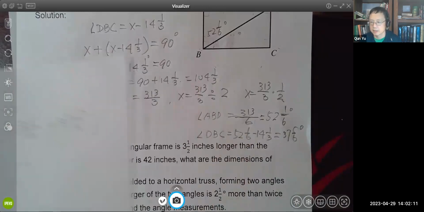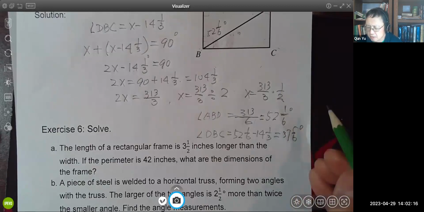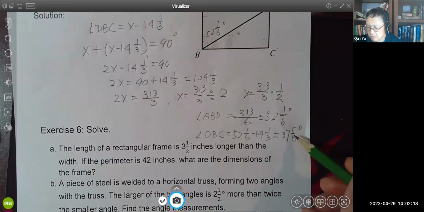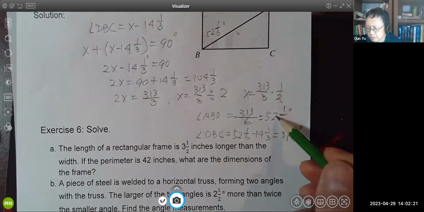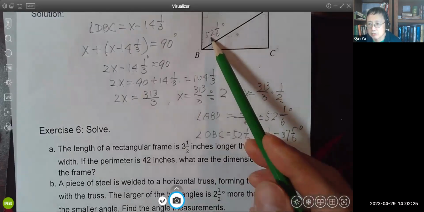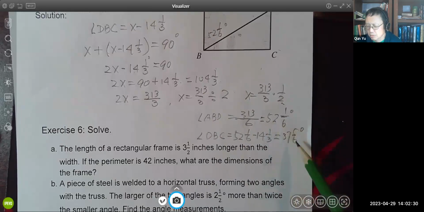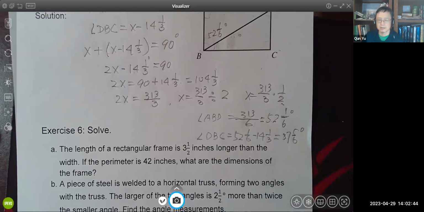Now, do we have the correct answer? First, apparently this one is 14 and 1/3 less than that because we just did that. Now, do they add to 90 degrees? They have to add to 90 degrees to be correct. Look at that: 52 plus 37 is 89. 1/6 plus 5/6 is one more. 89 plus 1 is 90. So we get a correct answer.